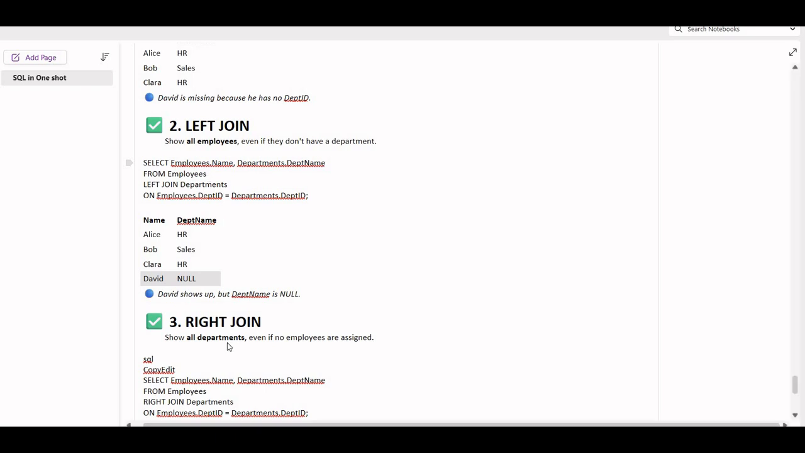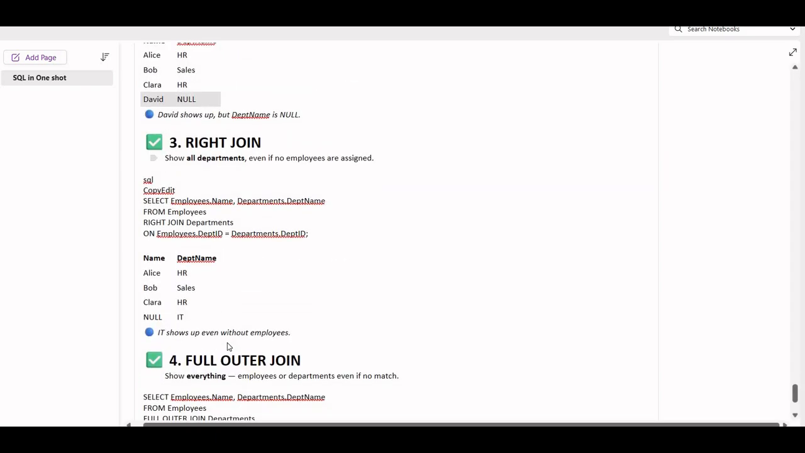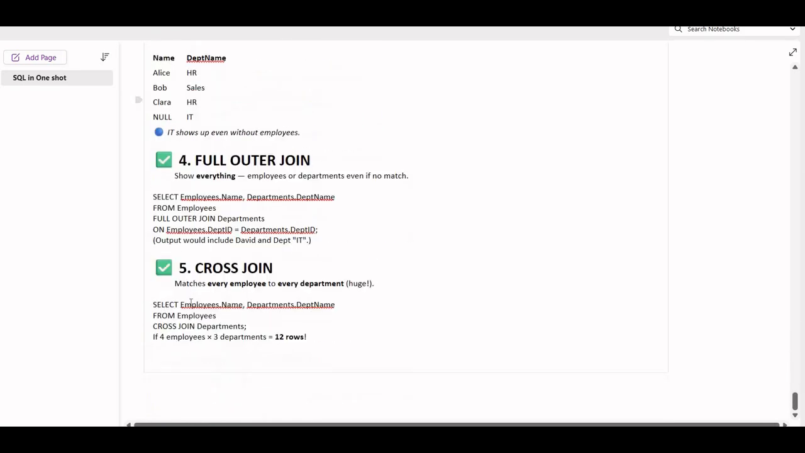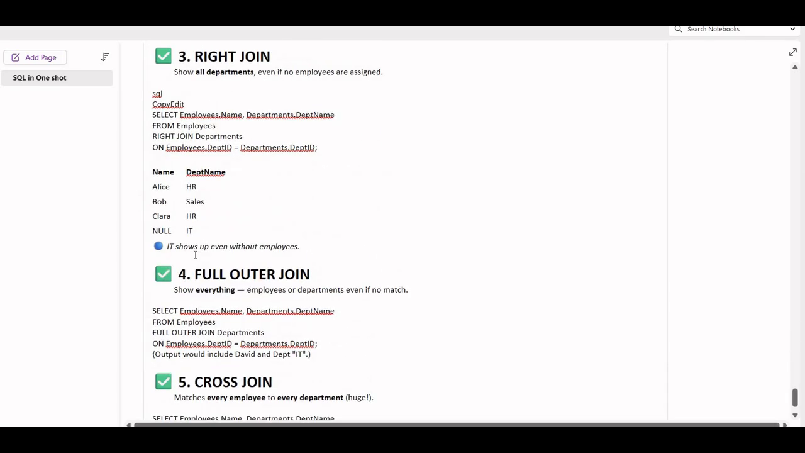Okay. A right join is the same as a left join. It gives all the rows from the right table, even if the name is missing. See, HR, sales, IT is there, right? IT shows up even without an employee, because we're using a right join, so all the rows will be taken from the right table.